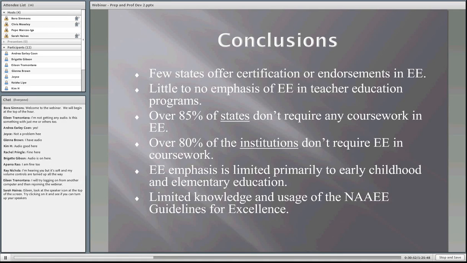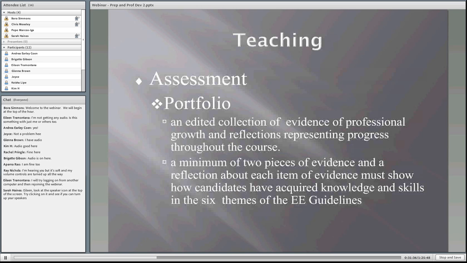Some other results from this large survey: few states offer certification or endorsements in EE. Texas is very similar to what you heard from Sarah about Maryland. We have no teacher certification and no teacher endorsement in environmental ed. There's little to no emphasis on environmental ed in teacher education programs right now. Over 85% of the states do not require any coursework in environmental ed, and over 80% of the institutions don't require environmental ed in coursework. Environmental ed emphasis is limited primarily to early childhood and elementary ed, so when it's in the programs, this tends to be the area where it's most present. And overall, there was very limited knowledge and usage of the guidelines for excellence.